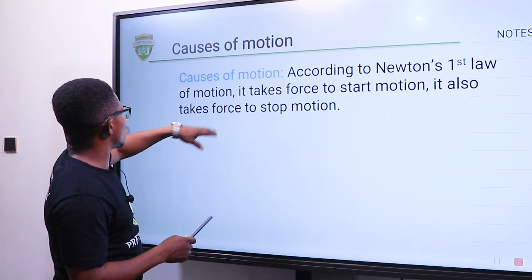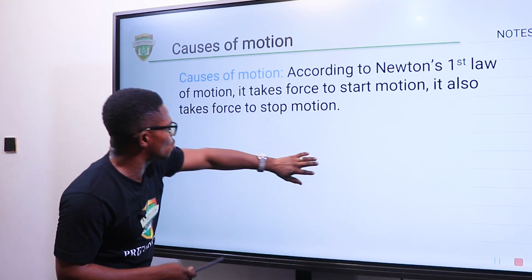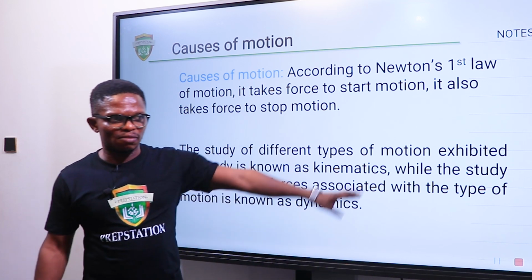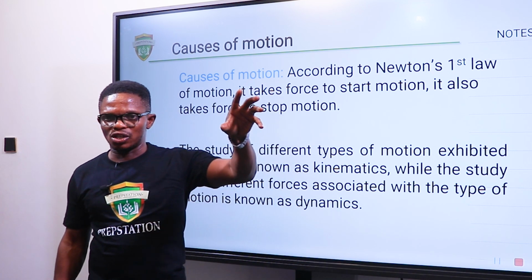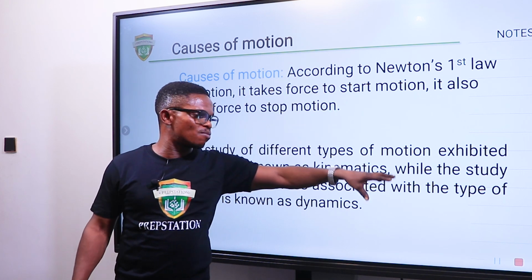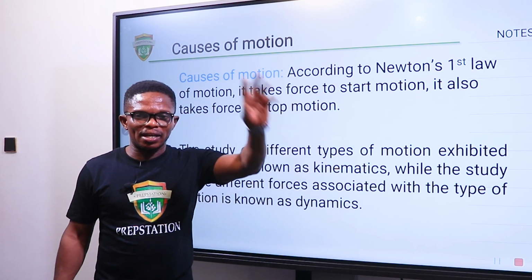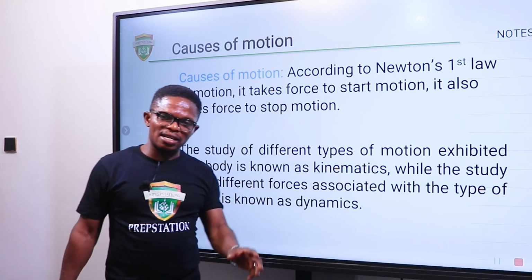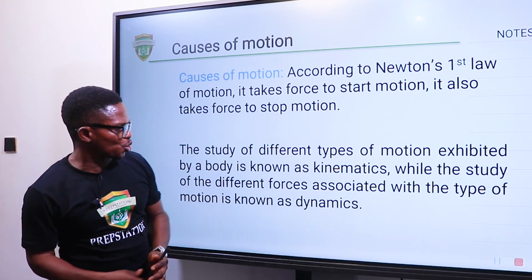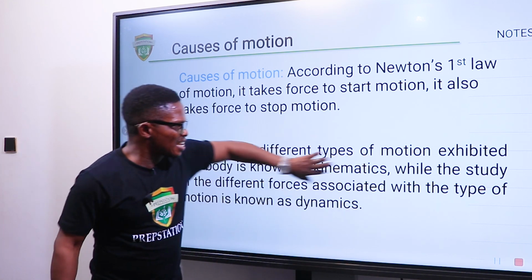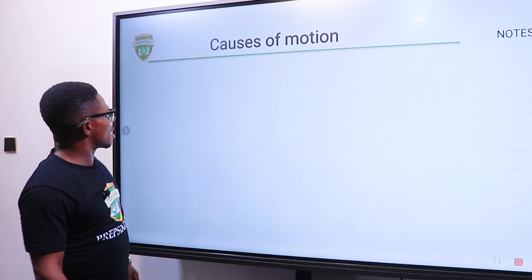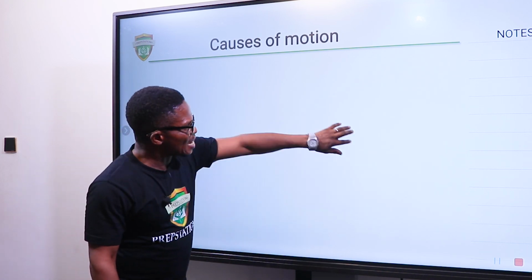Now, according to Newton's first law of motion, it takes a force to start motion. I've explained that. Now, the study of the different types of motion exhibited by a body is called kinematics. Okay, like the types of motion I mentioned before. So to study each type of motion, we simply call that aspect kinematics. But if I'm interested in studying the forces associated with different types of motion, then you refer to that as what? Dynamics. So the study of the different forces associated with different types of motion is called dynamics.